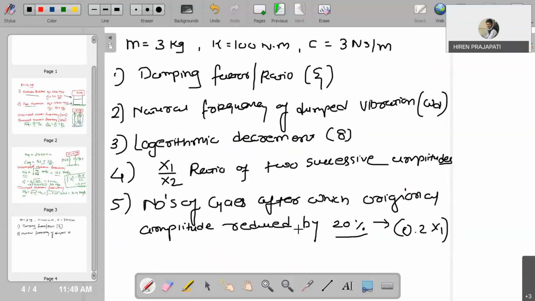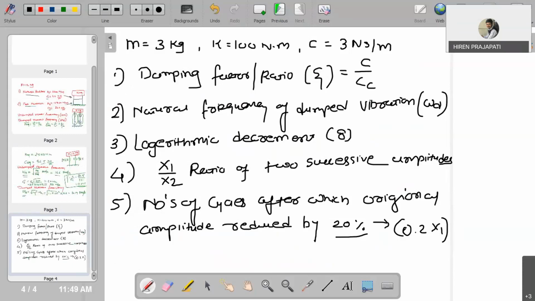Right, Janish? So this much information is given. Just try to solve as many as you can. Means 1, 2, 3, 4, 5. Five things are given, five things are to be found out. So first of all, go for damping factor, suppose zeta. Zeta is C upon Cc, right? So this is equal to C by Cc.